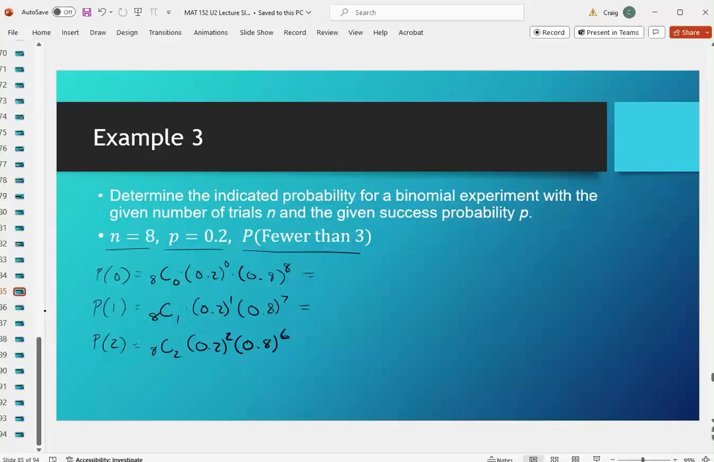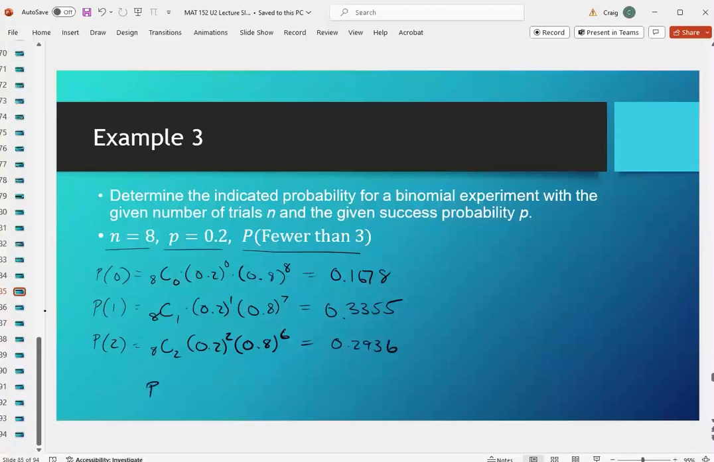Okay, and then here you should get, when you plug this into your calculator, 0.1678. We'll just do these to 4 decimal places. 0.3355 and 0.2936.